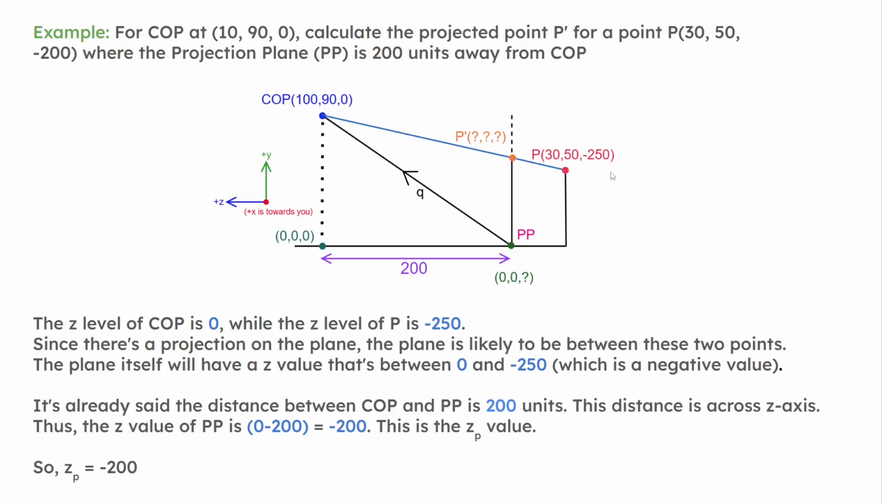And anything between these two z values, which is 0 and -250, must have a z value which is negative. We already know the distance between the projection plane and COP, which is 200 units. So we can just subtract 200 from our COP Z value to get the Z value of the projection plane, which is -200, which is essentially the Zp value. So we already know the Zp value. We now need to calculate Qx, Qy, and Qz.